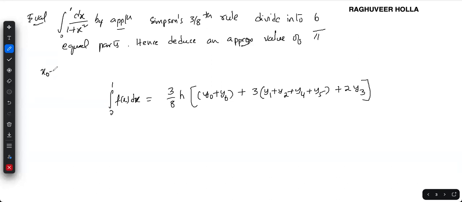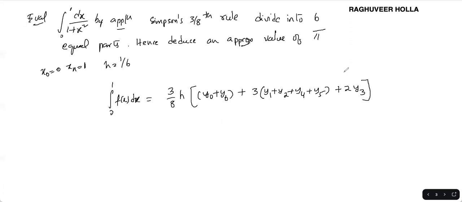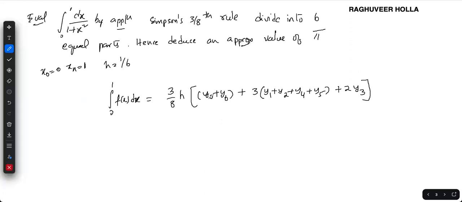So with 6 equal parts, your x naught is 0, xn is 1. So h is 1 by 6. The formula is the same, right? You have y naught plus y6, plus 3 times y1, y2, y4, y5, and 2 times y3.